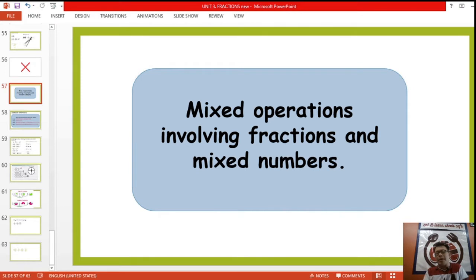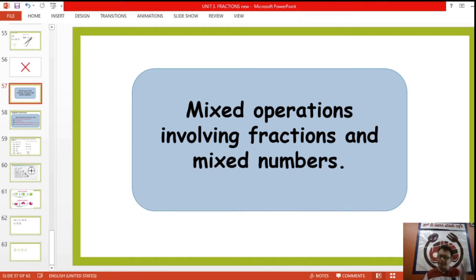So today we'll be talking about mixed operations involving fractions and mixed numbers. Okay, so what are these all about? Mixed operations means we have a mathematical problem or statement that involves addition, subtraction, multiplication, and division. Now they're in one problem. So how are we going to deal with it?